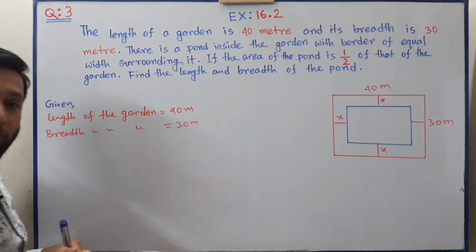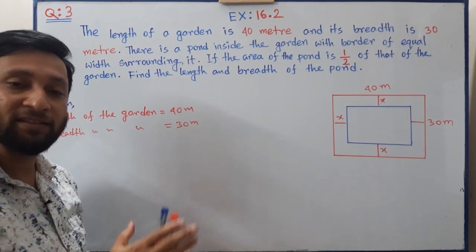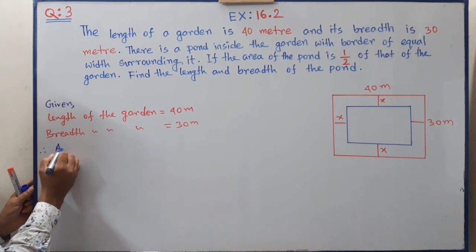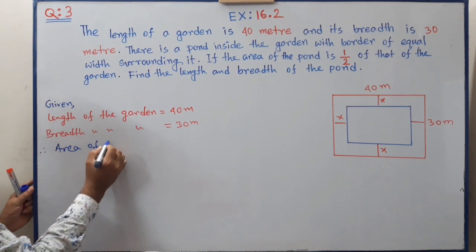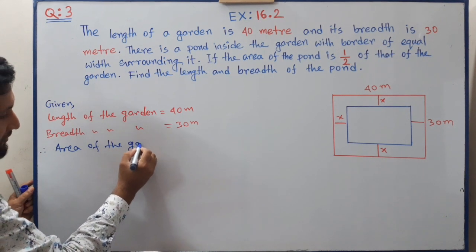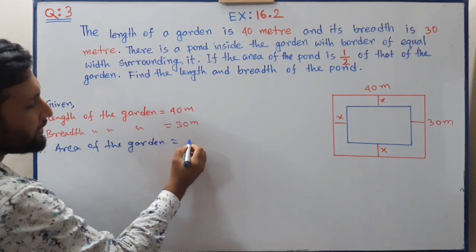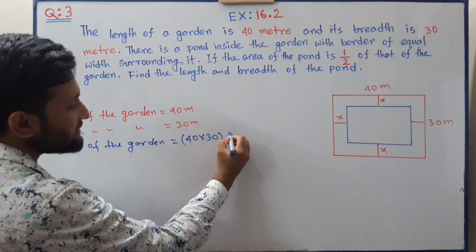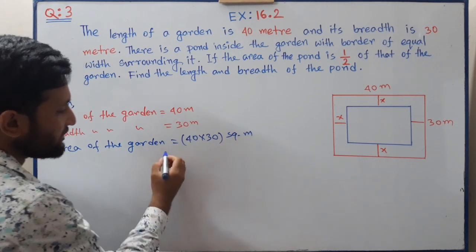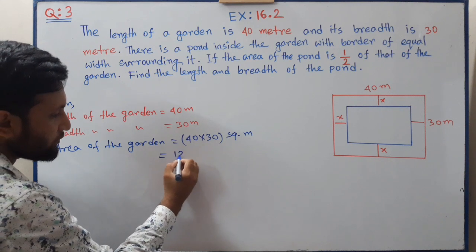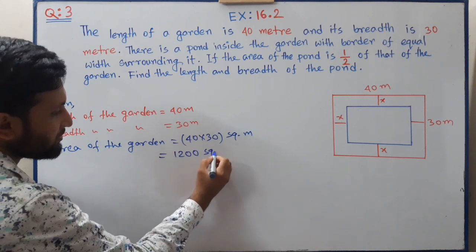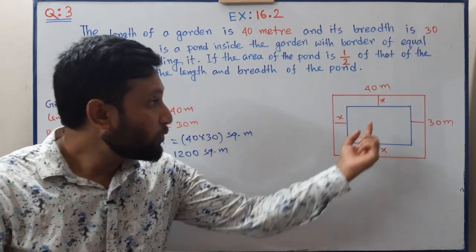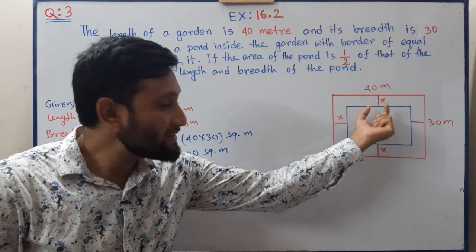So we can find the area of this garden. We know the area is length into breadth. So we can write area of the garden is equal to 40 into 30, that means length into breadth, and the unit is square meter. So 40 into 30, that means 1200 square meters.